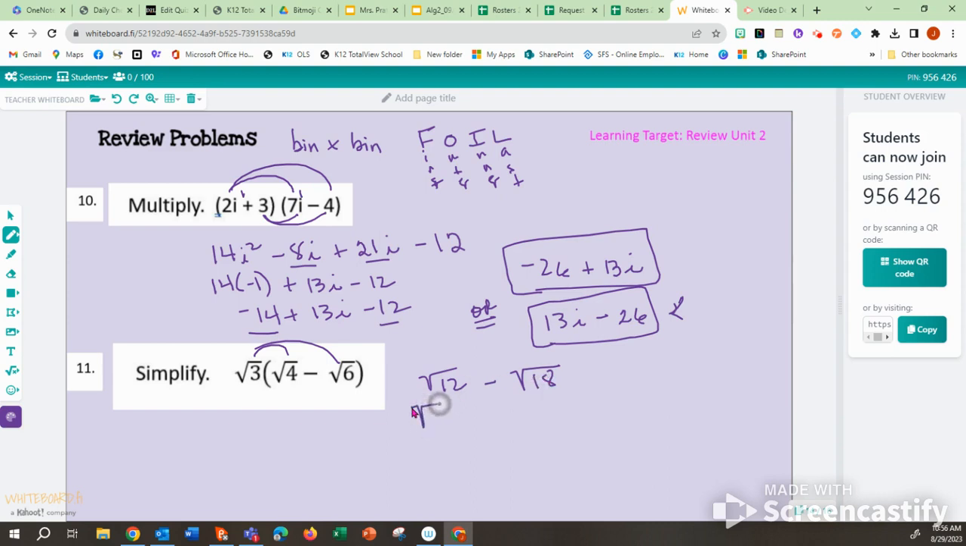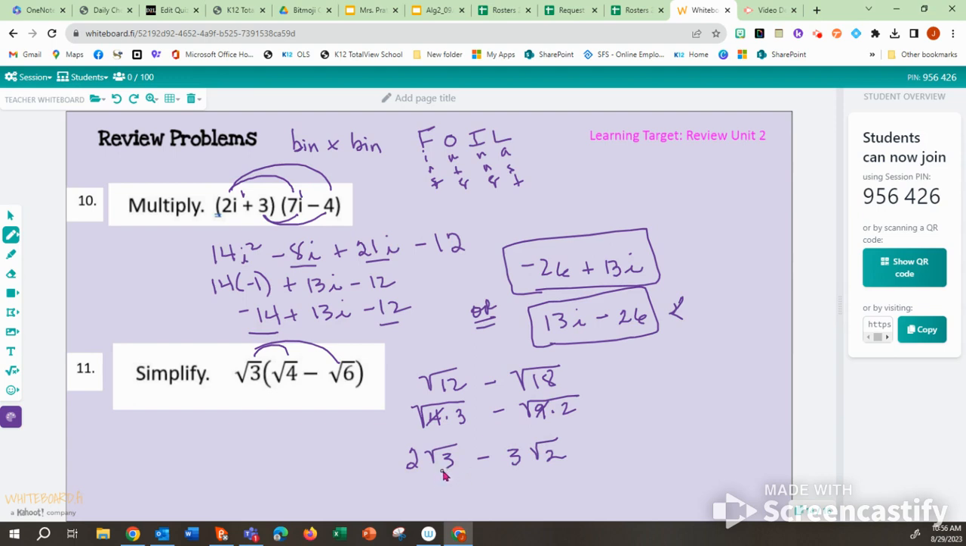12 is not a perfect square, but 4 will go into 12. So I'm going to rewrite 12 as 4 times 3 since 4 is a perfect square. 18 is not a perfect square, but 9 will go into 18, 9 times 2. And let's simplify this out. Square root of 4 is 2. 2 comes out. 3 stays in. Square root of 9 is 3. Bring down your minus. 3 comes out. 2 stays in.